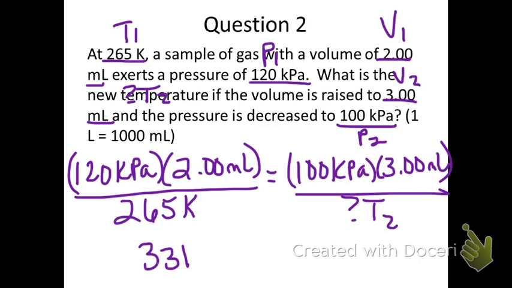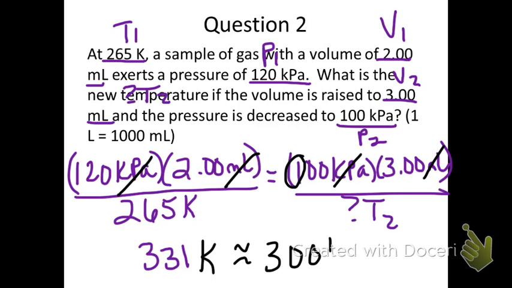In terms of units, the kPa's are going to cross out and the milliliters are going to cross out, so I'm left with Kelvin. I'm going to look at sig figs. I'm going to have only one sig fig in the 100, so that's going to be 300 Kelvin.